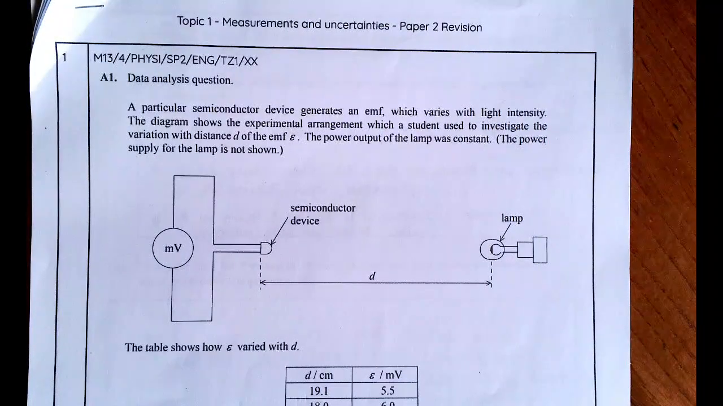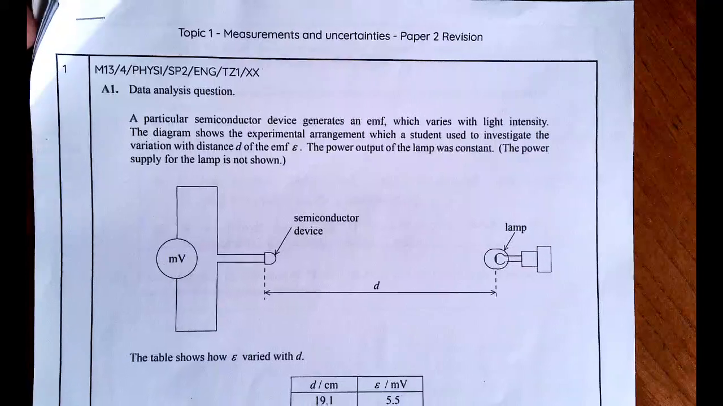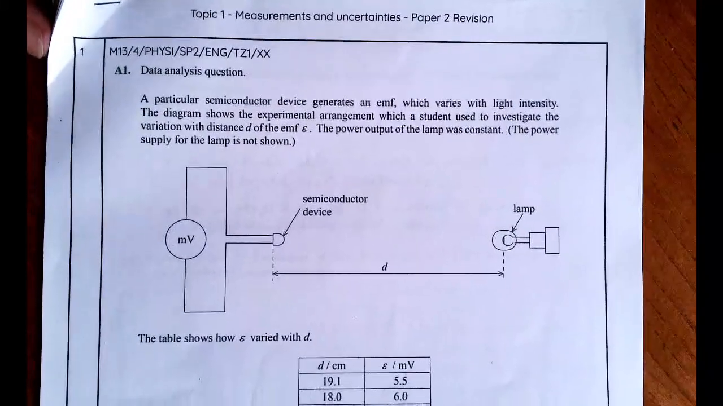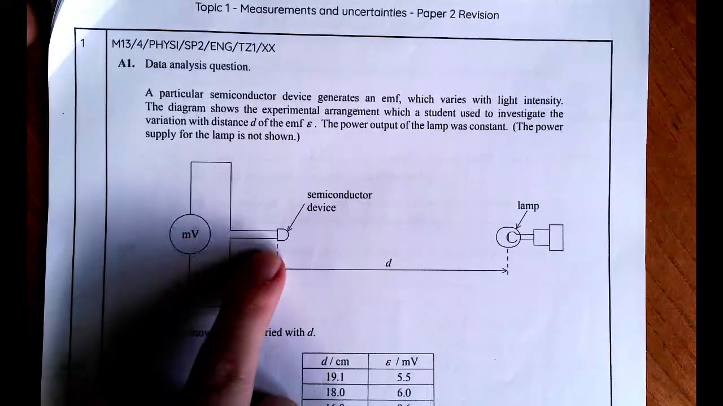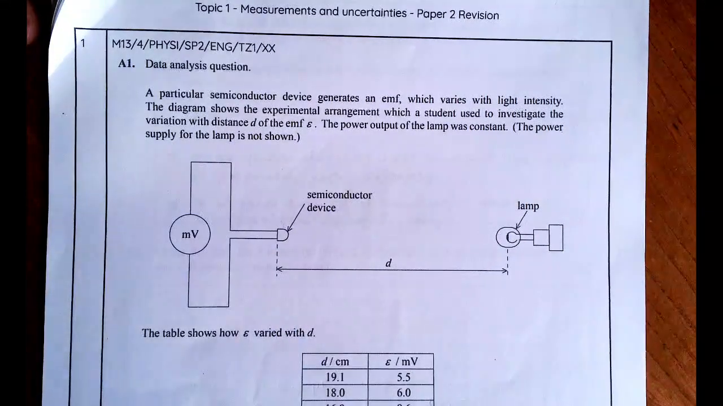But with your paper 3, you don't really even need to have covered the physics topics to be able to understand how to look at the measurements and the uncertainties. You should still be able to do that part of the question anyway. So we have a semiconductor device, just here, generating an EMF, which is a voltage, which varies with light intensity. So we've got a diagram showing how this is set up.